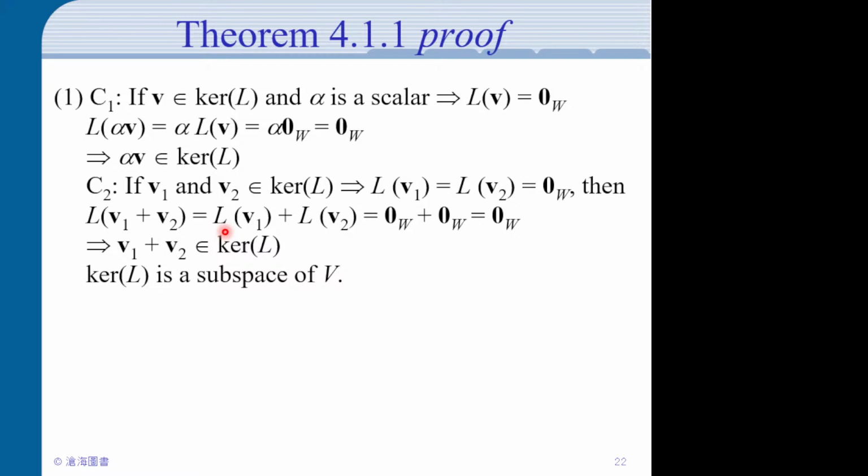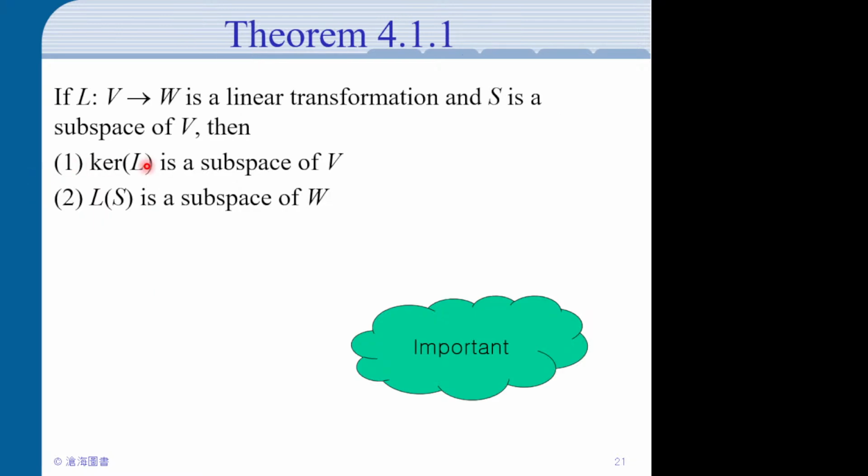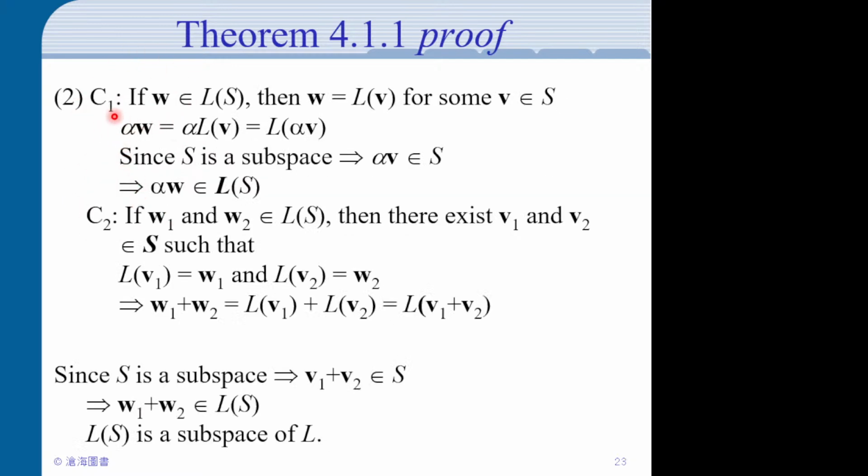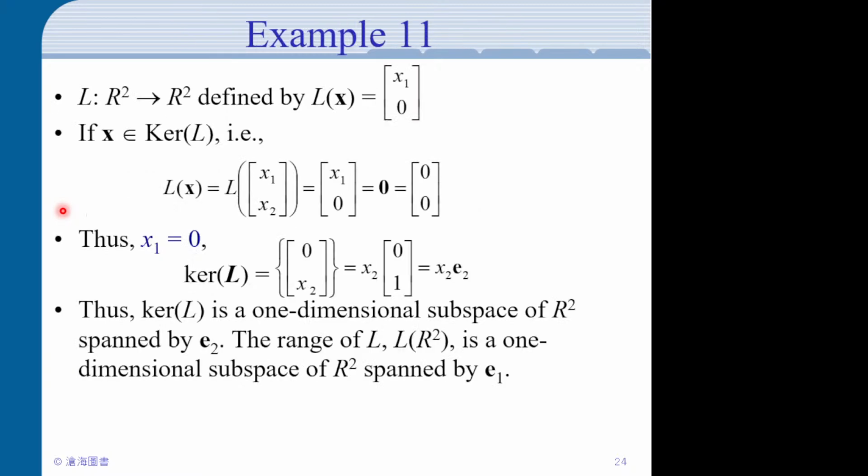And the proof is pretty straightforward. You check the definition, and you see that things inside the kernel have closure under addition and scalar multiplication, and things in the image have closure under scalar multiplication and addition. So they are subspaces. Okay, so that's a review of last time. Any questions? If not, then let's go slowly through the examples to give you more feeling about what the kernel and the image are.